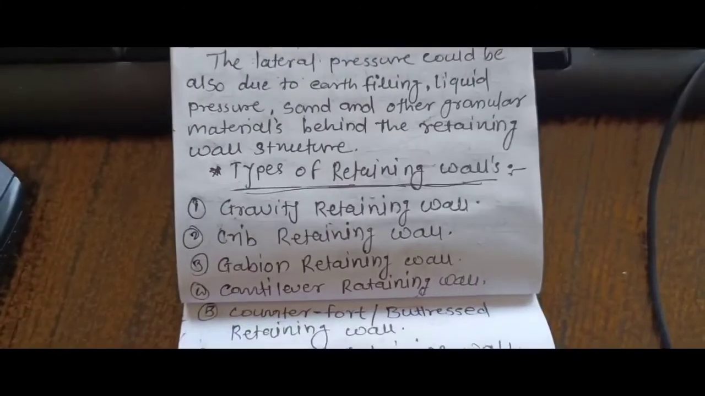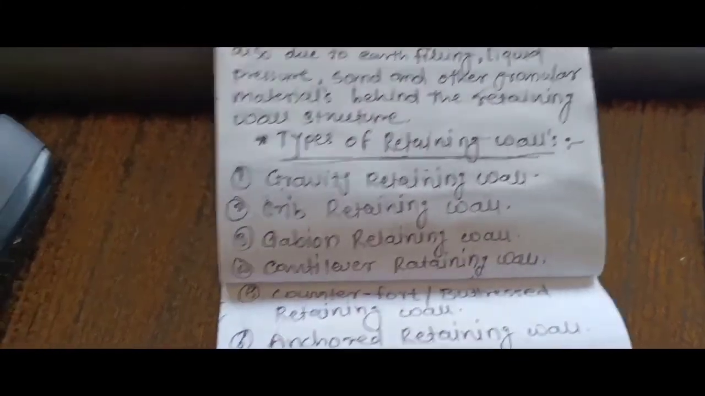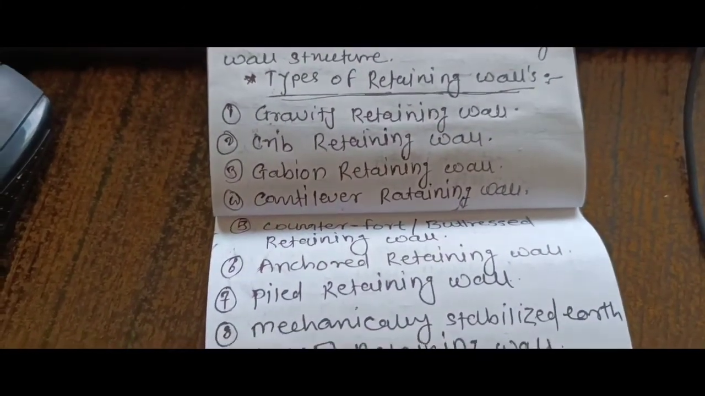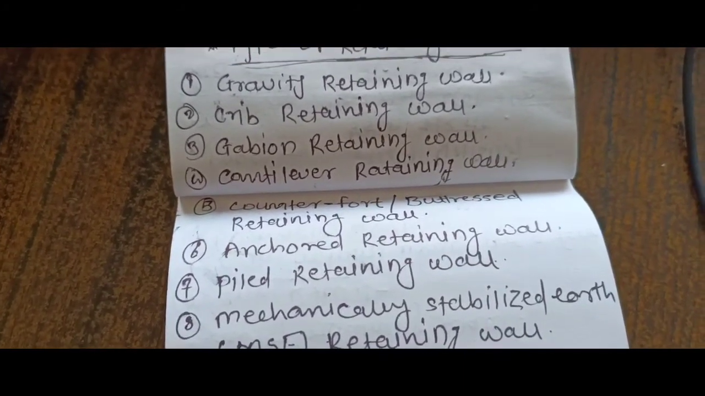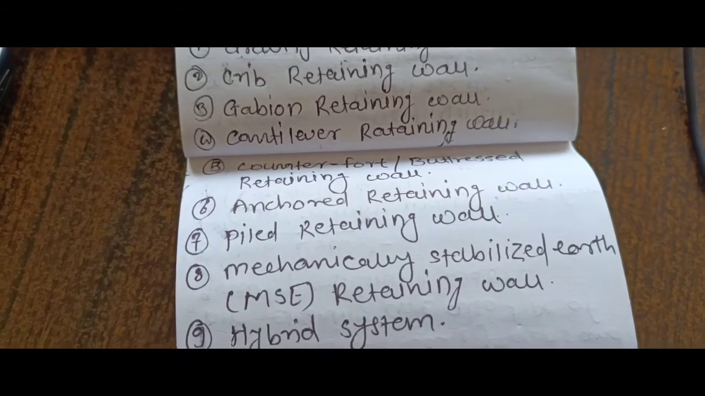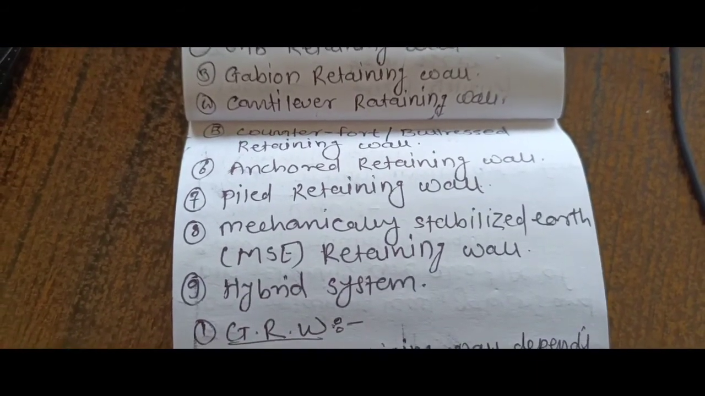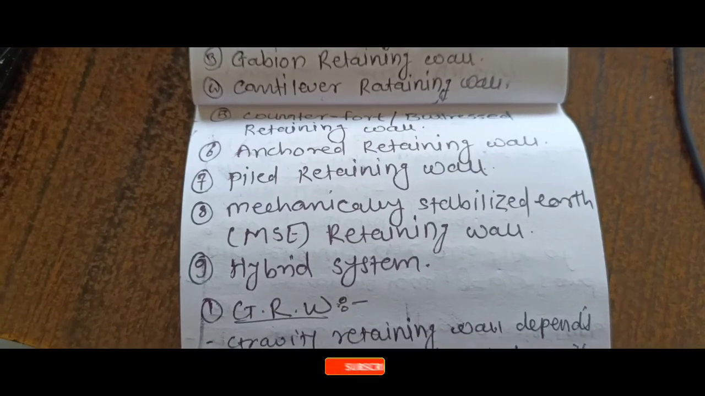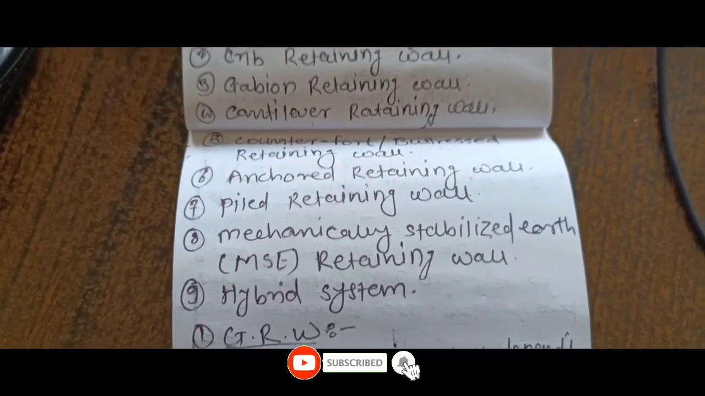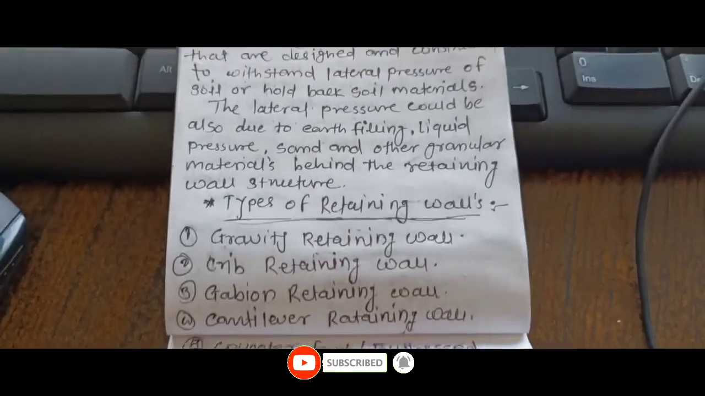There are 9 types of retaining wall. First one, gravity retaining wall, crib retaining wall, gabion retaining wall, cantilever retaining wall, counterfort or buttress retaining wall, anchored retaining wall, pile retaining wall, mechanically stabilized earth, MSE retaining wall, hybrid system. These are the types of retaining wall.